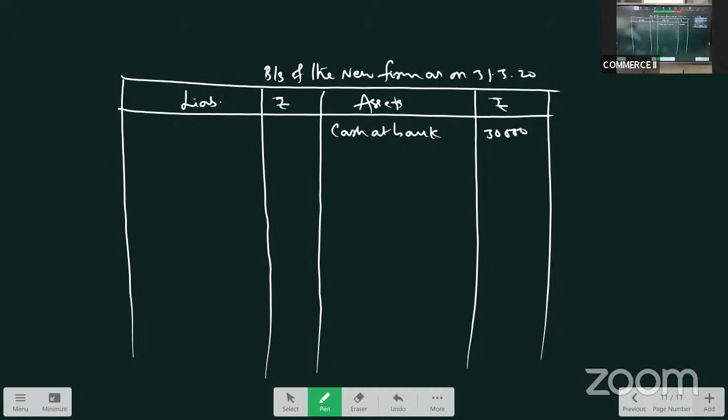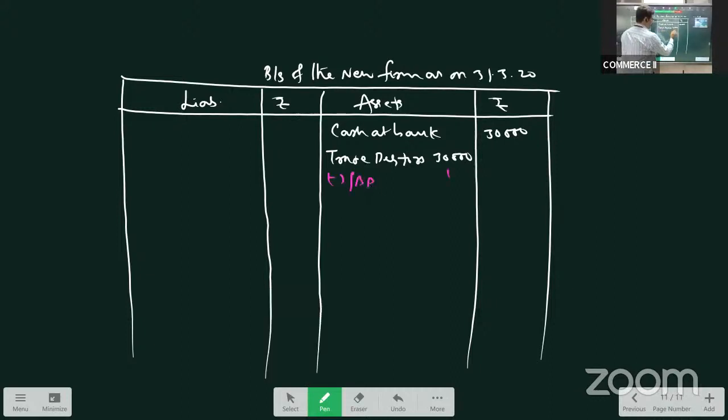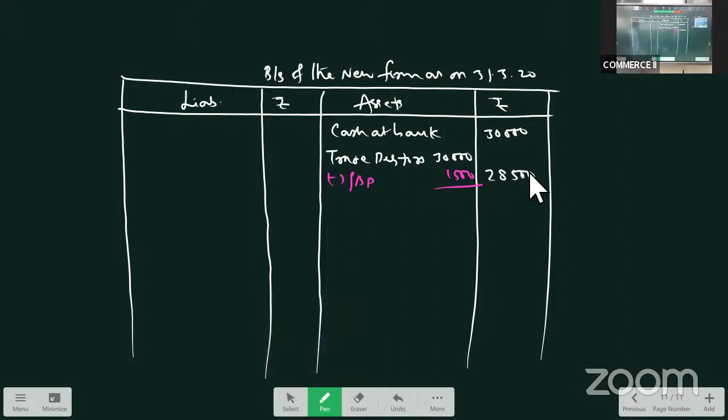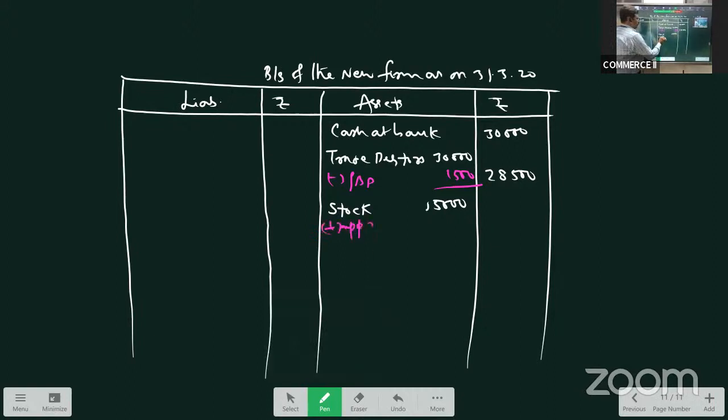Then trade debtors, 30,000. Will we take 30,000? No. Because we have created a provision of 5%. We will deduct that 1,500 and we'll take 28,500. Next is stock. Stock is appreciated. Stock 15,000 is given and it is appreciated. There is an increase in the value at 10%, 1,500. So we'll take 16,500.